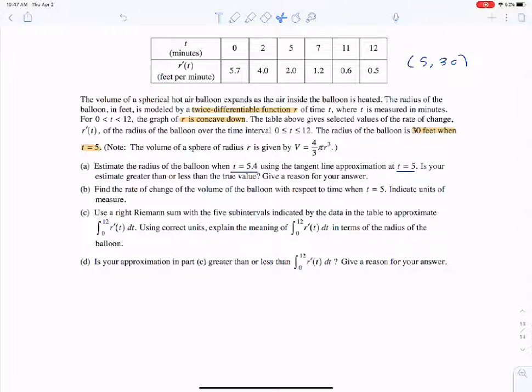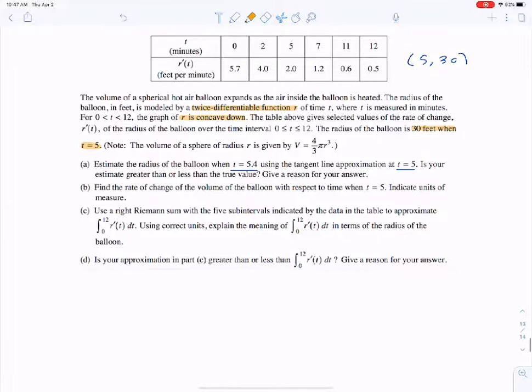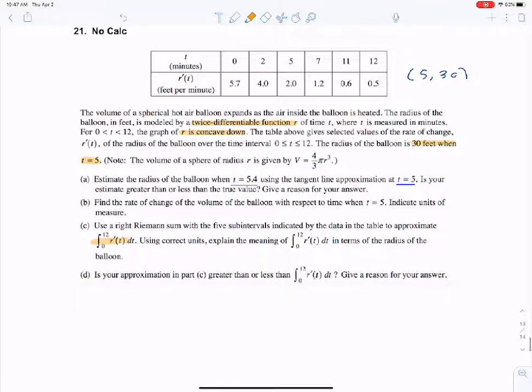So, use a right Riemann sum with the 5 subintervals indicated by the data in the table to approximate this. Okay? Using correct units, explain the meaning of that in terms of the radius of the circle. Whew. I would have liked it not to be 5 subintervals, but whatever. Let's do it. We are using right Riemann, yeah. Okay. So let's see what we can do with that.